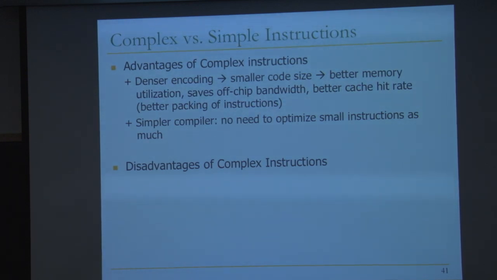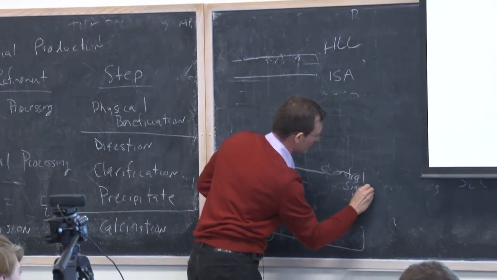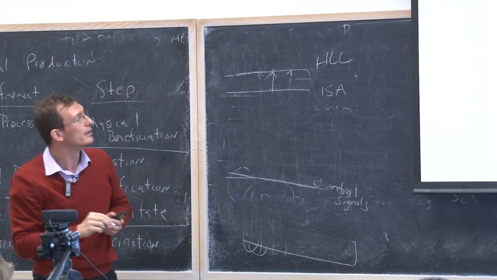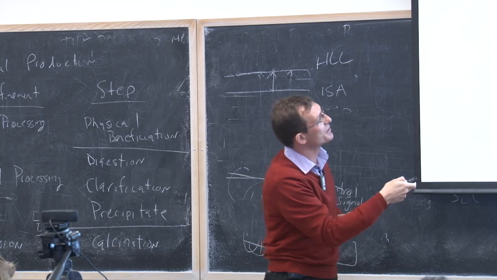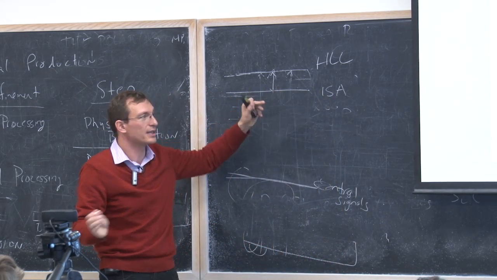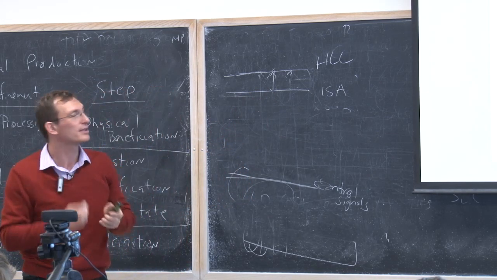So I guess I'll use this still, because we'll get to the semantic gap again. Basically, complex instructions put the ISA closer to here. Well, let me put this again. High-level language, control signals. Life is easier for the compiler, assuming it can do this mapping. And that's the hope. There's no need to optimize small instructions as much. The hope is that the hardware is optimizing the large instructions, the complex instructions. It's optimizing the string copy, for example.